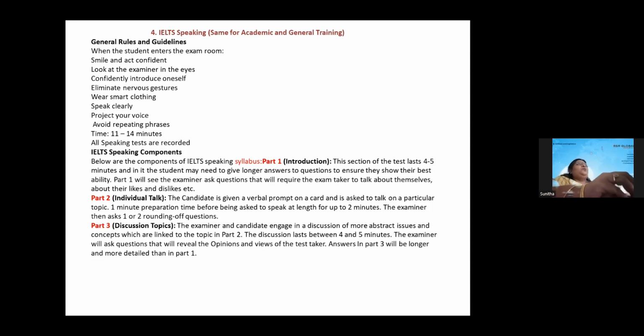So when the student enters the exam room, smile, and they should act very confident, like whatever question is asked, I can speak. They should be very confident, look at the examiner, and eye contact should be there. Confidently they should introduce themselves and eliminate nervousness. No gestures are given, and they should speak clearly. Students should know that in speaking they are not going to test their intellectual level or their knowledge level. They are just going to test how fluent they are, the flow of English. That is very important in your IELTS speaking.